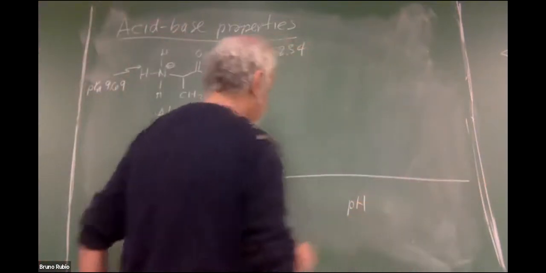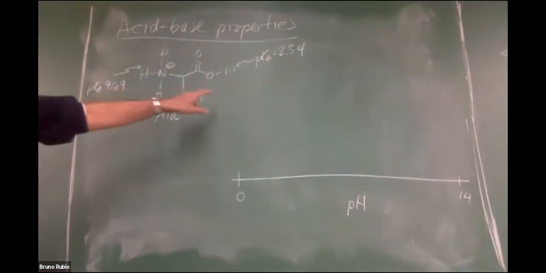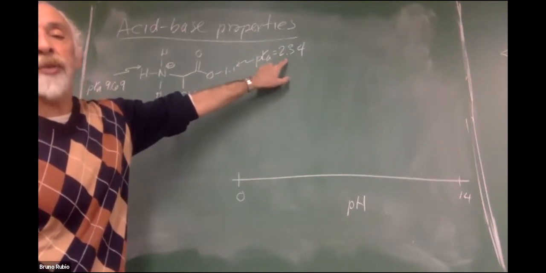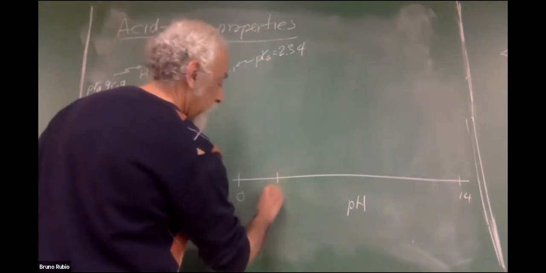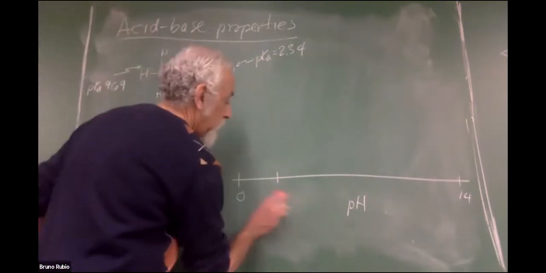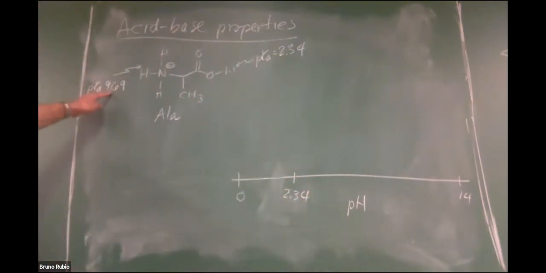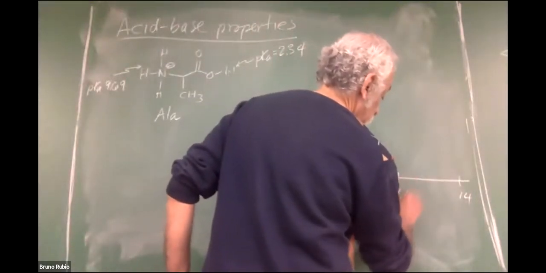So there's our pH scale. We go from 0 to 14. And we know from our previous discussion that something very special is going to happen to the pKa 2.34 proton at pH 2.34. So I'm just going to indicate that here. I'm going to run out of room. We know that something very special is going to happen to the pKa 9.69 proton at pH 9.69. So I'm just going to put 9.69 here.